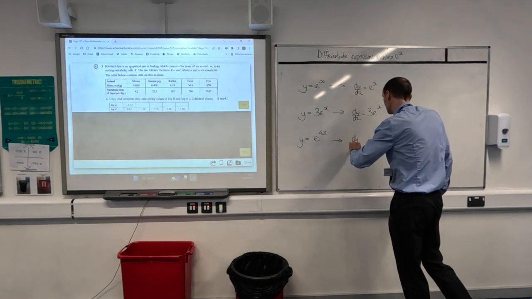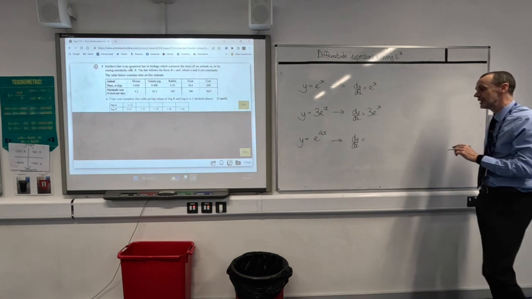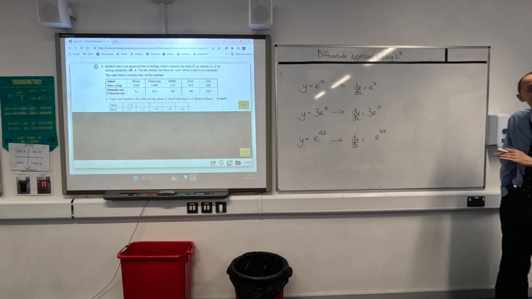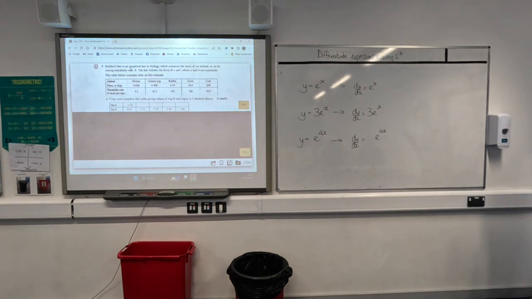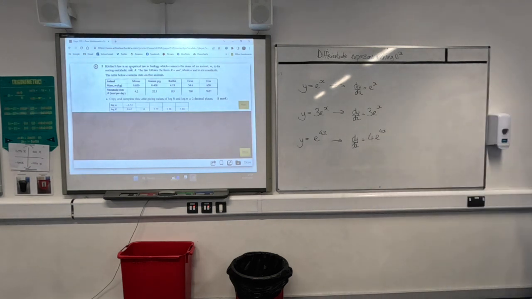And it's a very, very simple rule. To differentiate e to the 4x, the power stays the same, and then we just multiply by what you get when you differentiate the power. When I differentiate 4x in a normal expression, it becomes 4. So that's my answer.